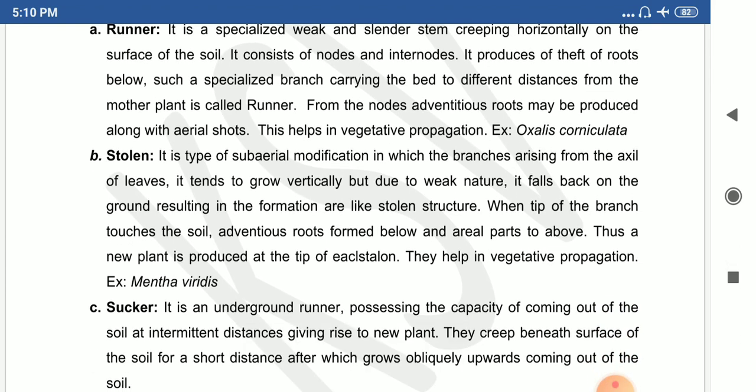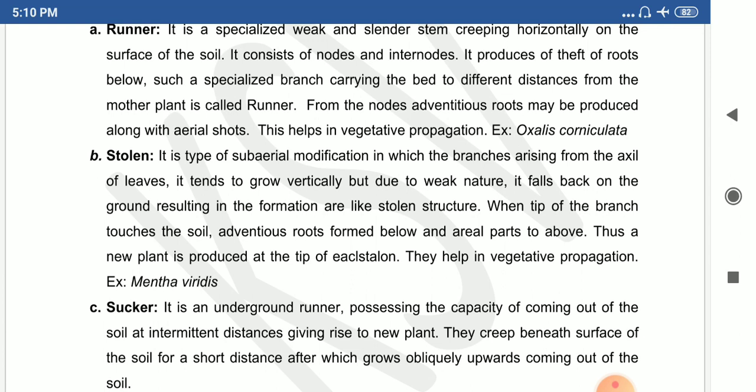Okay, the next one is a stolon. It is a type of subaerial modification, with branches arising from the axils of the leaves. It tends to grow vertically, but due to its weak nature it falls back on the ground, resulting in the formation of a stolon-like structure.